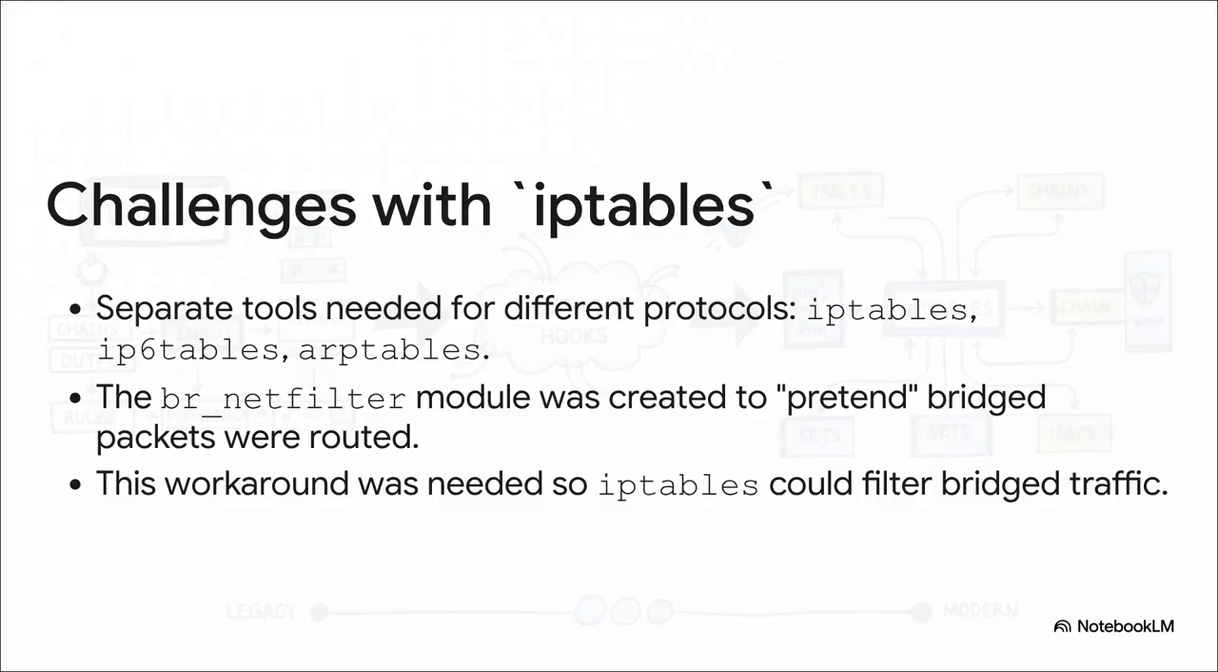But iptables started to show its age. It got a little creaky. If you wanted to filter IPv6 traffic, you couldn't use iptables. You had to use a totally separate tool, ip6tables. ARP traffic? Yep, another tool, arptables. It was fragmented. And even worse, you had to use these complex, kind of hacky workarounds for modern networking. The br_netfilter module is the classic example of this. It exists for one reason: to trick iptables into filtering bridged traffic by making it pretend it was routed traffic. That's a huge red flag that the design was being stretched to its limits.